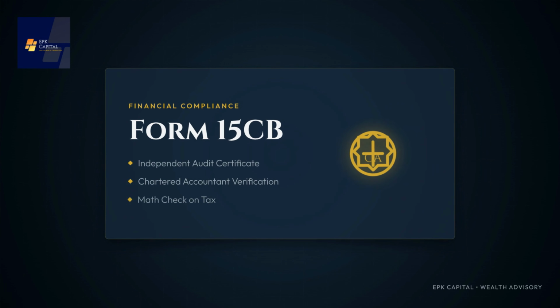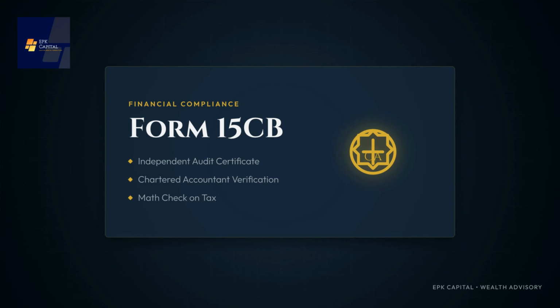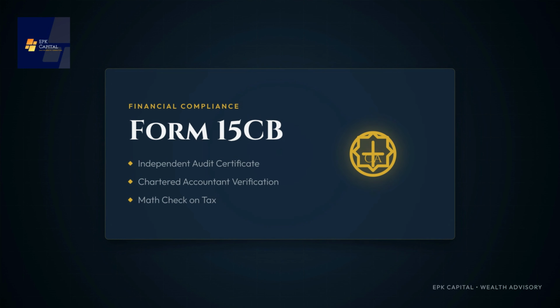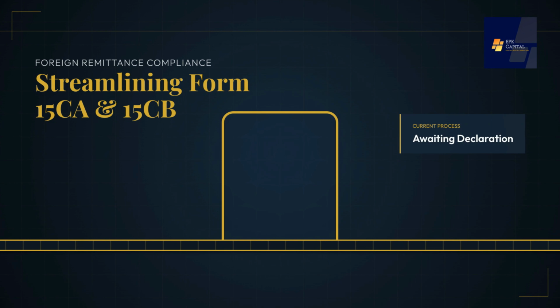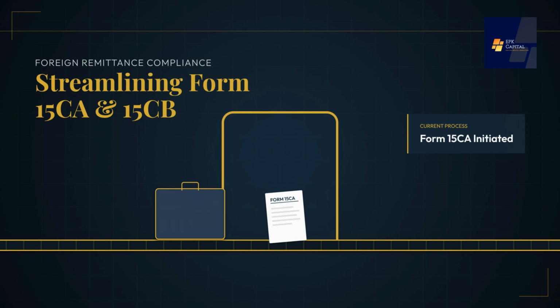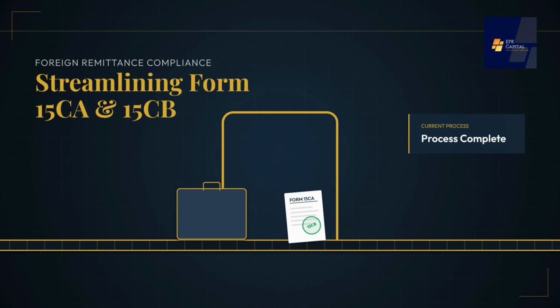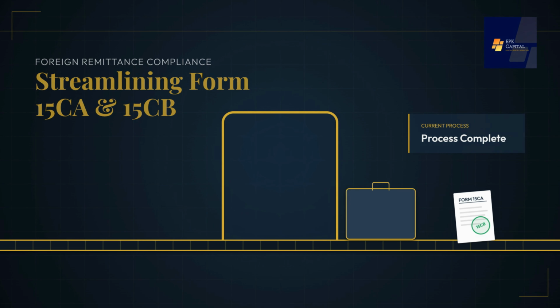Form 15CB, on the other hand, is an independent audit certificate issued by a chartered accountant. Before the government takes your word for it, they want a licensed tax professional to mathematically verify that every rupee of tax owed in India has been calculated and paid correctly. To put it simply, Form 15CA is your declaration, Form 15CB is the professional verification that proves your declaration is accurate. You can think of Form 15CA as your tax customs form, and Form 15CB as the certified green pass issued by an official auditor before you cross the border.